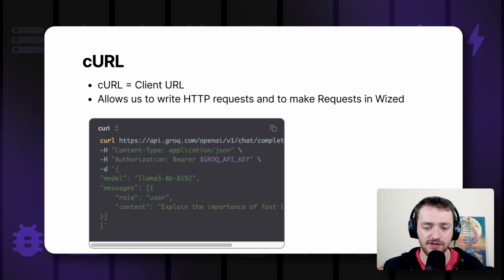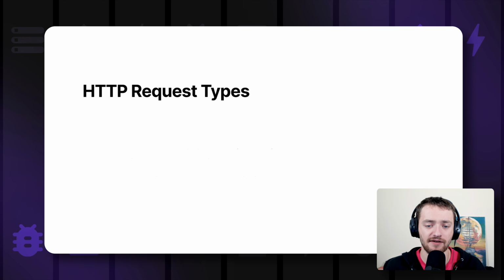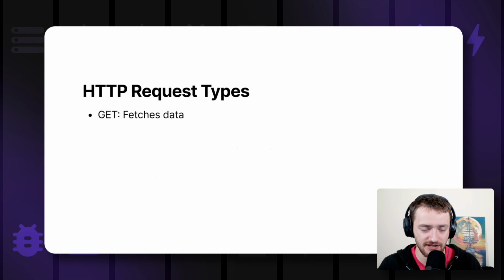Lastly, those API requests are going to have a HTTP request type that we have to select inside of Wized. We don't need to worry too much about these. We just need to know that the type corresponds to a verb. It means the API is going to take a particular action. Get is for fetching data.